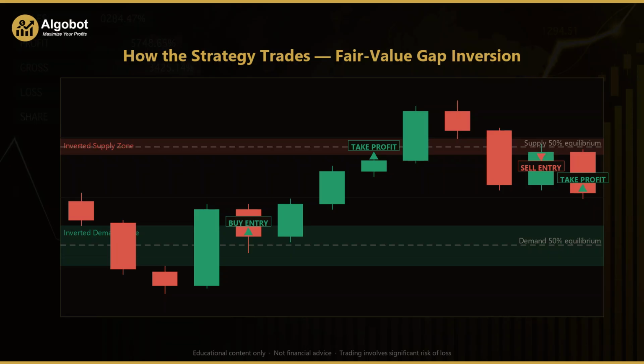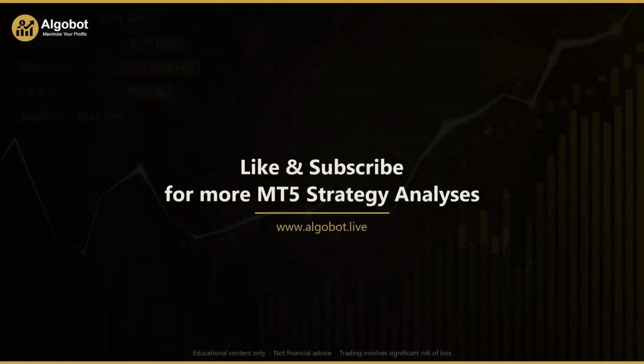This is an illustration of the mechanics only. Real markets are far messier, and losses do occur. And that brings us to the end of our breakdown of the Imbalance Inversion Retest Expert Advisor. We covered how it finds fair value gaps in raw price, how a displacement candle inverts them into supply and demand zones, how it enters on the retest of the 50% equilibrium, and how it defines its stop and target before every trade. Remember, everything here is educational content only.